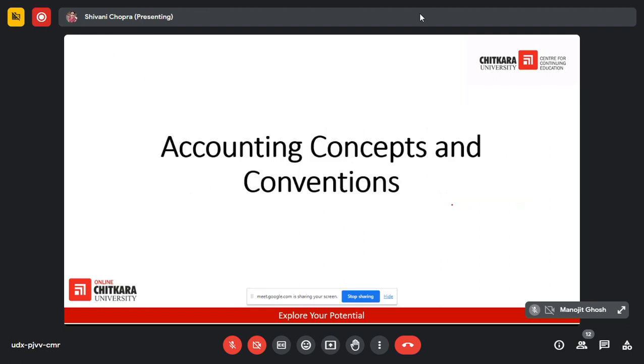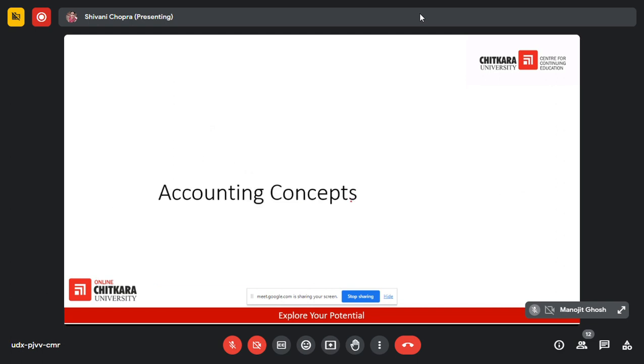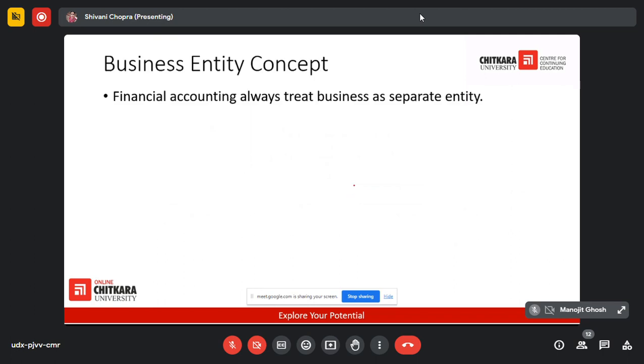Now, accounting concepts and conventions. So, accounting concepts and conventions, we have accounting principles, which are further categorized into accounting concepts and accounting conventions. Let's discuss accounting concepts first. So, first is business entity concept.